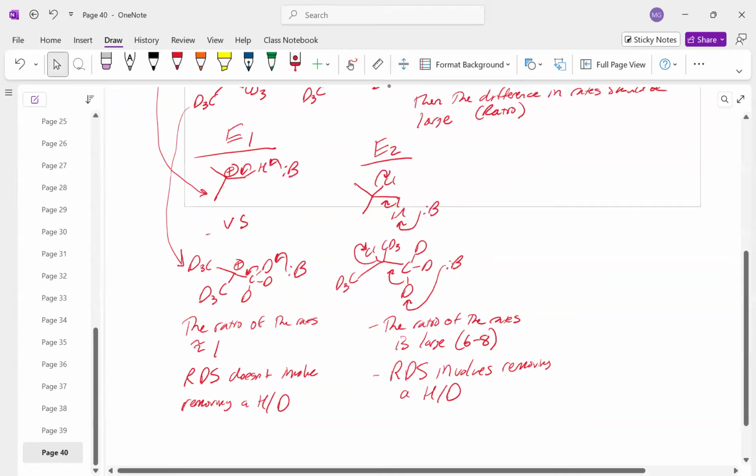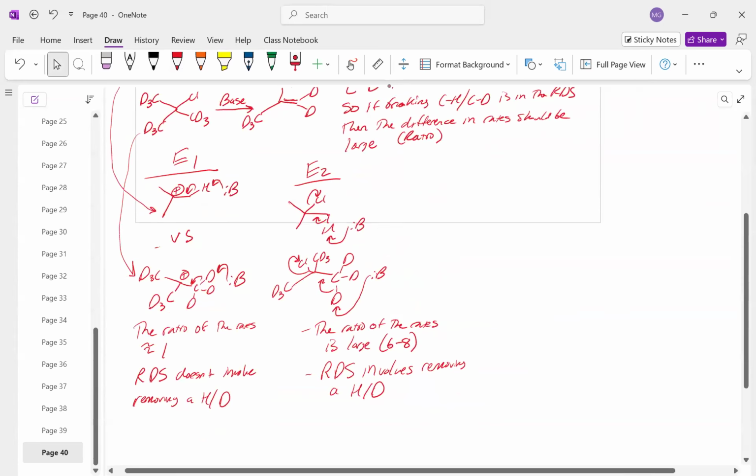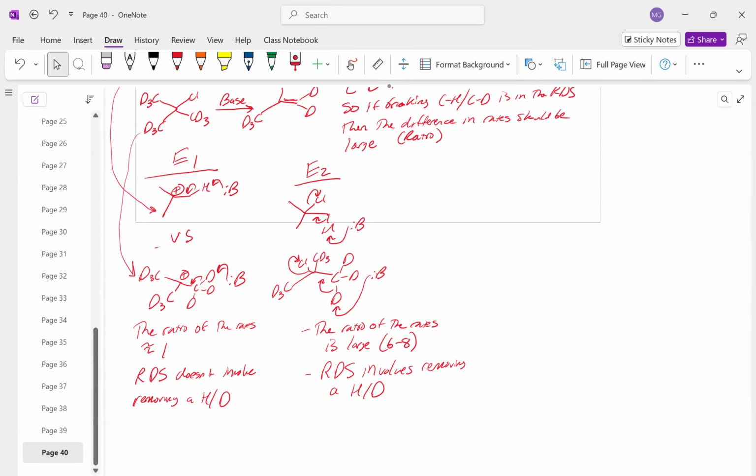And so this is how chemists discovered that there were two different mechanisms, because sometimes the rate was not different if a hydrogen was replaced by deuterium, and sometimes the rate was drastically different.